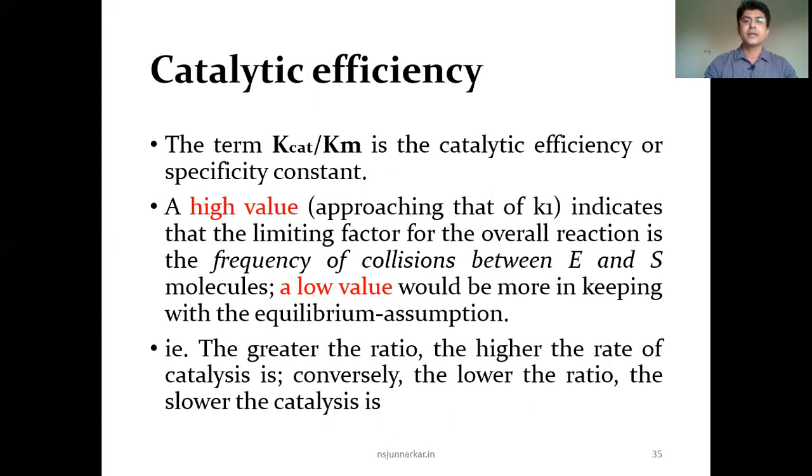Catalytic efficiency, which is designated as Kcat upon Km, is also referred to as the specificity constant. A high value approaching that of K1 indicates that the limiting factor for the overall reaction is the frequency of collisions between enzyme and substrate molecules. A low value would be more in keeping with the equilibrium assumption. According to this, the greater the ratio, the higher the rate of catalysis. Conversely, if the ratio is lower, the catalysis is slower.